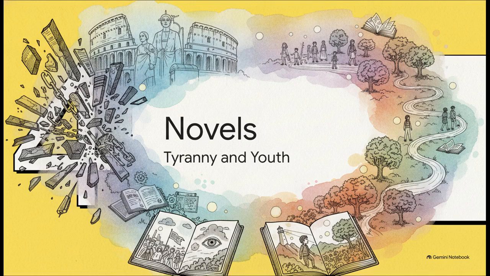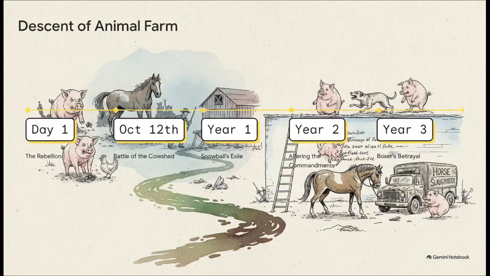All right, Section 4, Novels Exploring Tyranny and Youth. From the personal tragedies of short stories, we're going to expand our lens a bit. Now we're looking at the macro-level consequences of ideology and the messy process of growing up, explored through 2 foundational novels. Let's zoom out and see how this builds into George Orwell's Animal Farm.